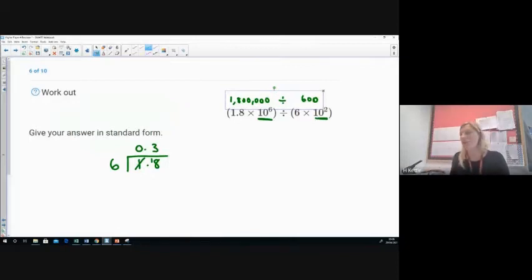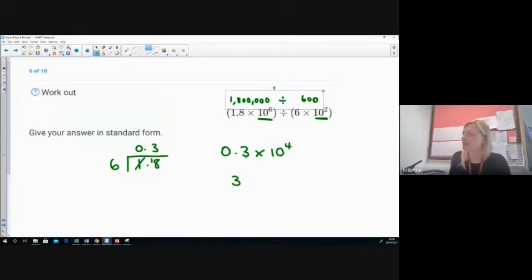So when we're dividing, we take away the powers. So 6 take away 2 is 4. So my answer is 0.3 times 10 to the power of 4. However, I'm not going to get full marks for this because it's not currently in standard form. Remember, standard form needs to be a number between 1 and 10 times by 10 to the power of something. So this number isn't between 1 and 10, so we need to make it 3.